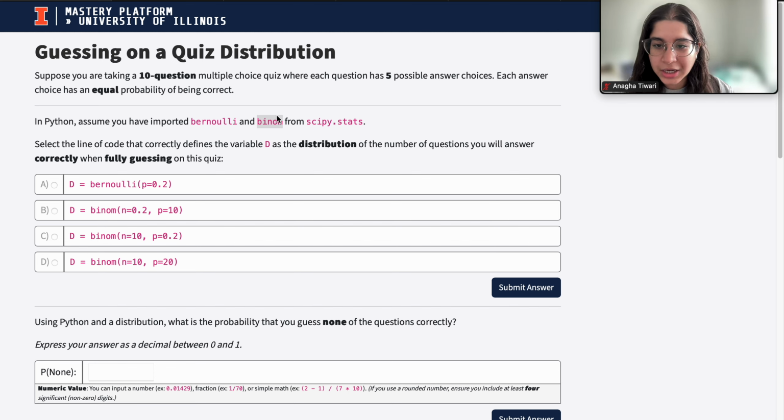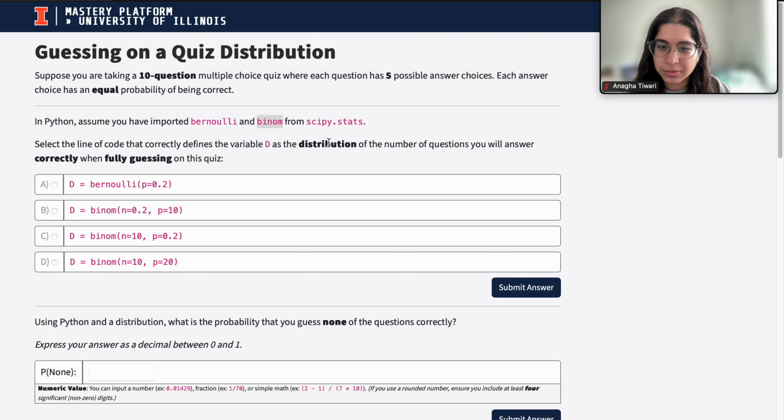So that's how we know that this is going to be a binomial distribution, because there are 10 questions on our MCQ quiz, which means that it's going to have 10 trials, right? If this was a 1 question multiple choice quiz, then we could have used the Bernoulli distribution, but since this is 10 questions, that's going to represent the binomial distribution, and this will be a binomial random variable.